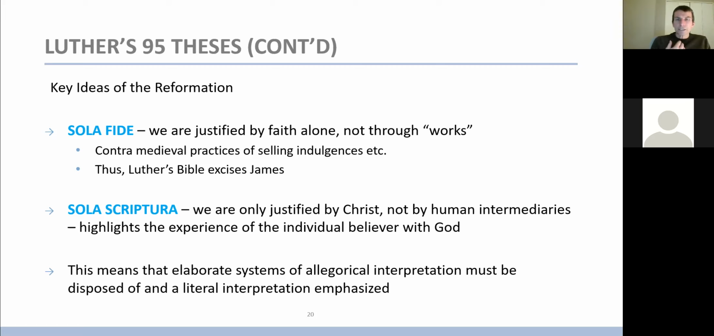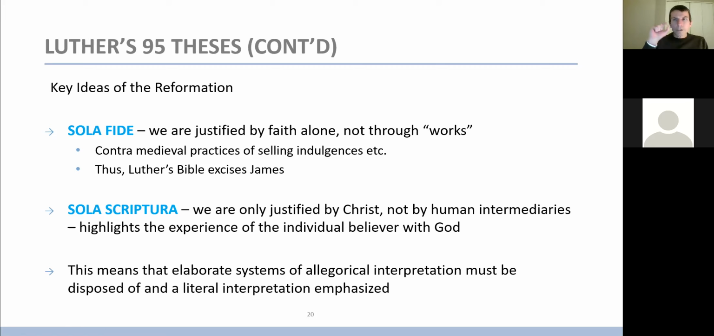We're only justified by Christ, not by human intermediaries, so not by your ecclesiastical hierarchy of church figures. And so, as I alluded to earlier, this really highlights the importance of the individual relationship to God or the divine. And it means that also, as I have here in the last point, in the Middle Ages they had developed these elaborate systems of allegorical interpretations of the Bible.